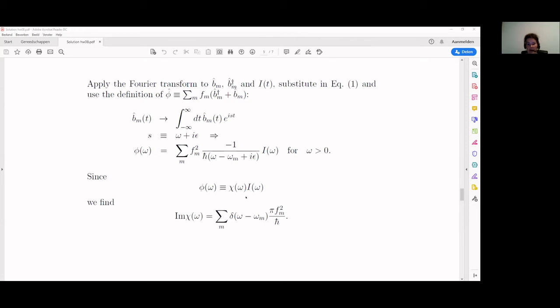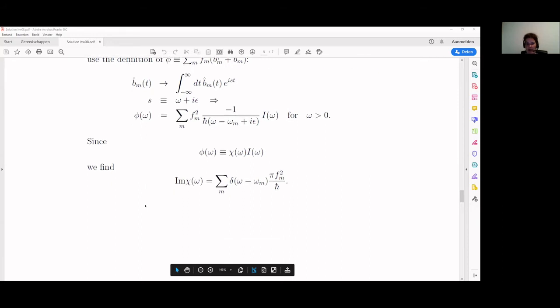We've found phi omega. We found I omega by Fourier transforming the current, I of t. And then if you look at chi, or more precisely at its imaginary part, which we were asked for, then it will have the following expression. It's a sum over the bosonic modes. Then there is the delta function, selecting each bosonic frequency, omega minus omega m, and the amplitude that goes in front is again proportional to Fm squared, just like for gamma, for the decay rate that we found before. So this is the response function that we were looking for, imaginary part of chi omega.